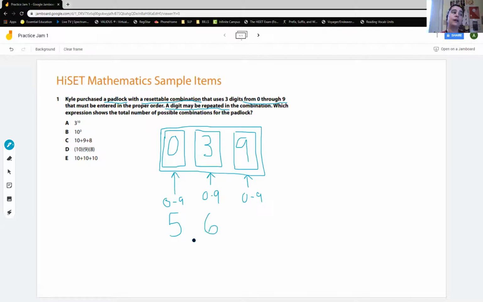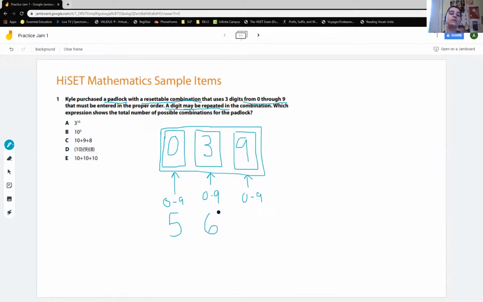Okay, so now there are 2 digits that have already been used. I cannot repeat them. So in the third position here, I cannot use a 5, and I also cannot use a 6. So now there are only 8 possible digits that could be used here because I could not use the 5 or the 6.